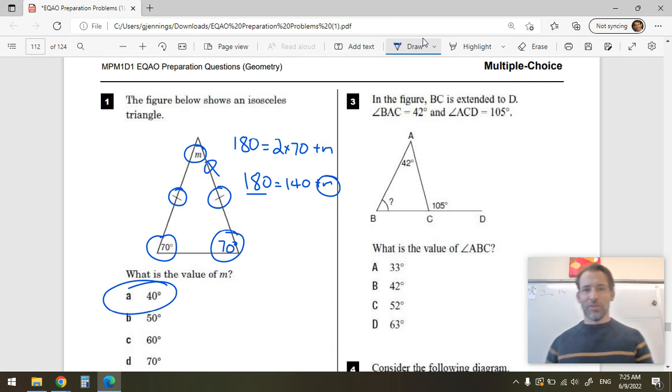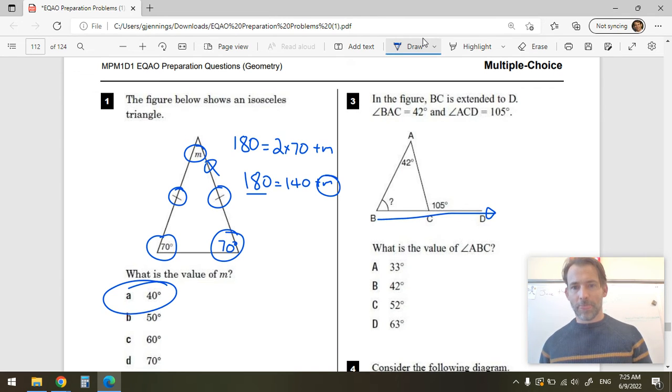All right, and in this figure, BC is extended to D. Angle BAC is 42 degrees as labeled, and angle ACD is 105. What's the measure of angle ABC? What's the measure of angle B?